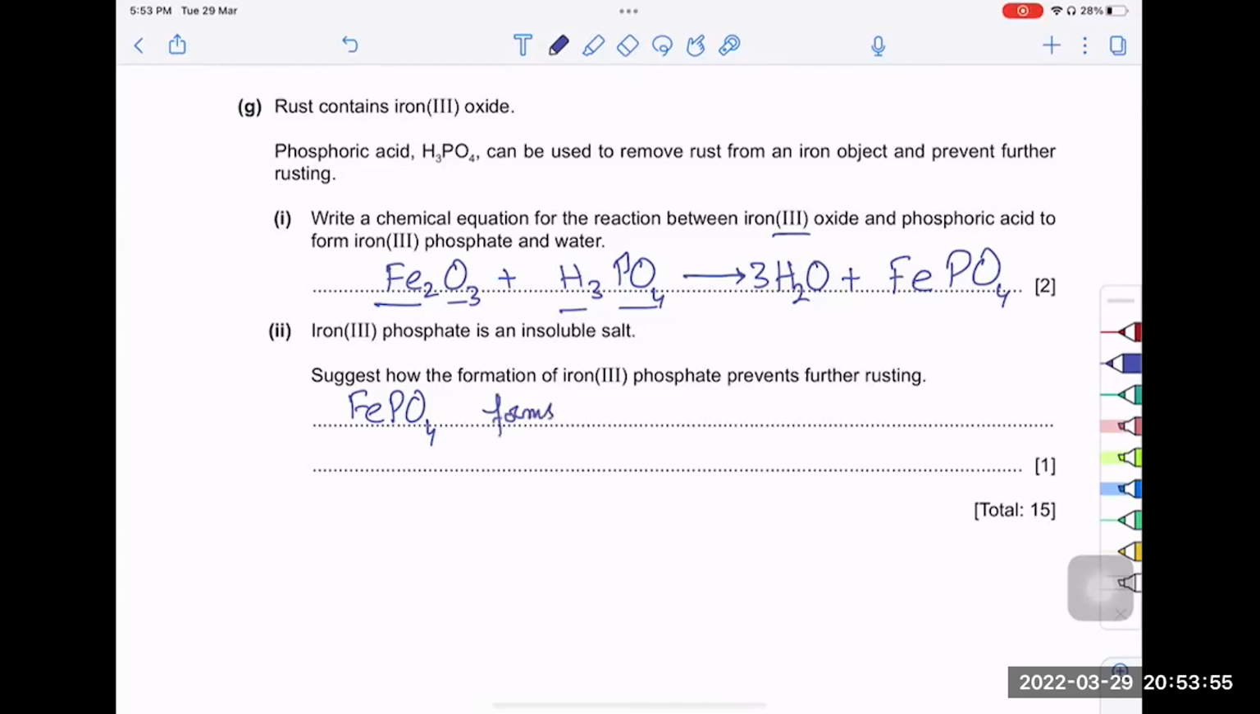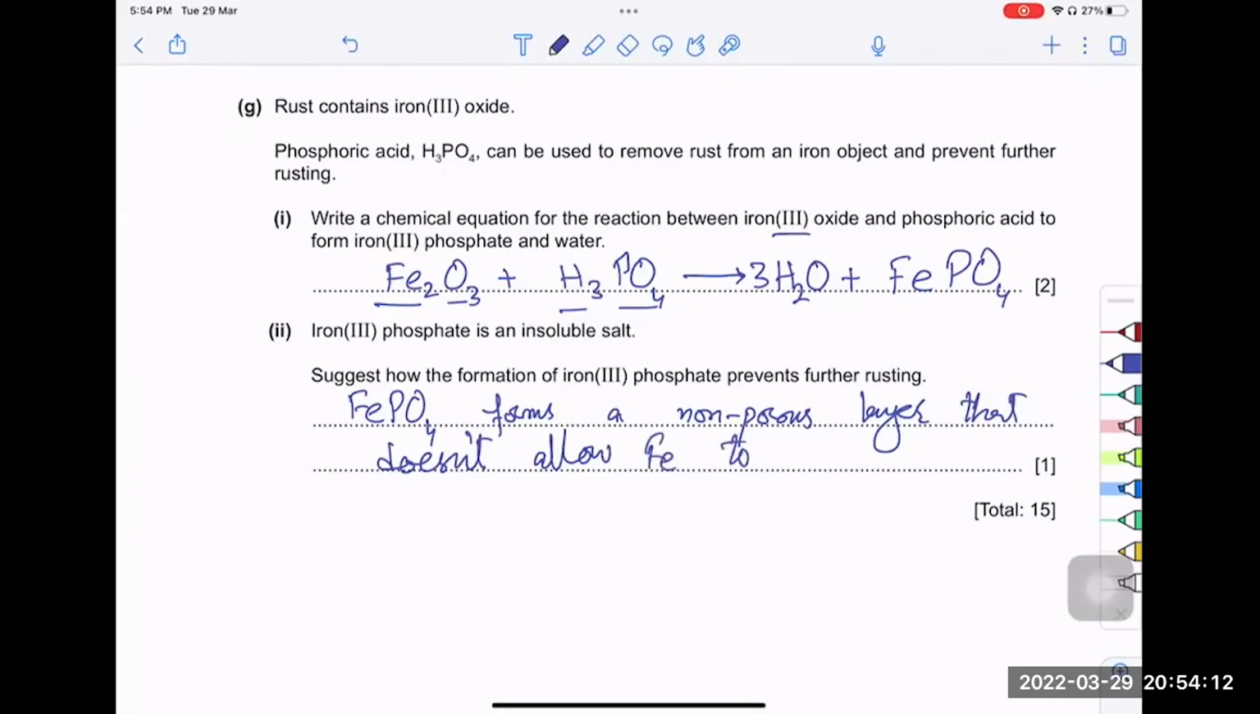Forms a non-porous layer that doesn't allow iron to, I think, come into contact with oxygen or water or air.